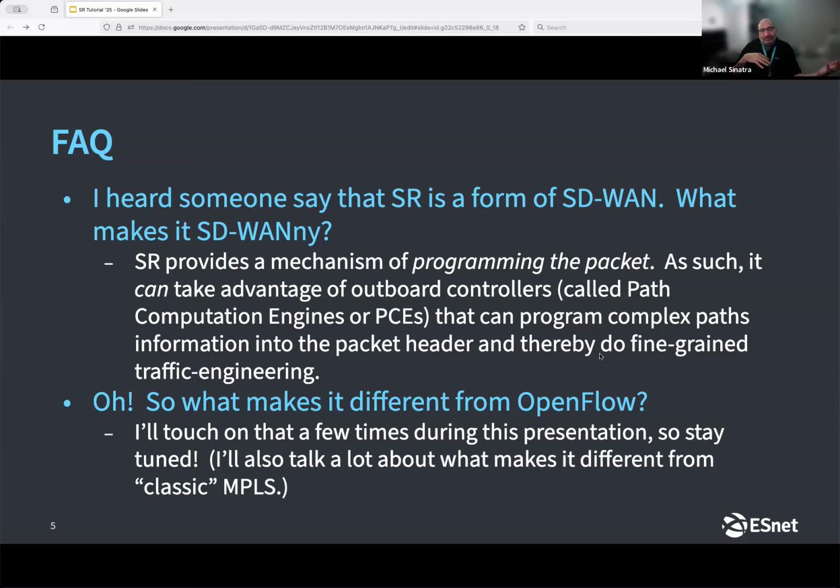Now, what makes it different from things like OpenFlow and segment routing, what makes them different? I'll talk about that a lot more in this presentation and in the next presentation that I give next week. But suffice it to say that the biggest difference is that segment routing programs the packet individually rather than programming the network or attempting to program the network. And as a result, all of the state, all of the information about how the packet gets from one place to another is already embedded in the packet. You don't put a lot of state in the network.